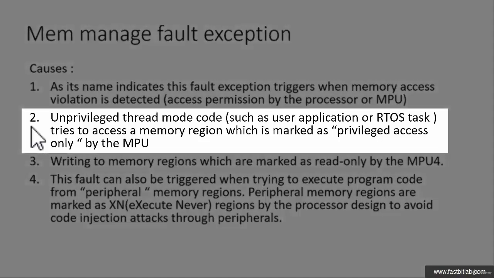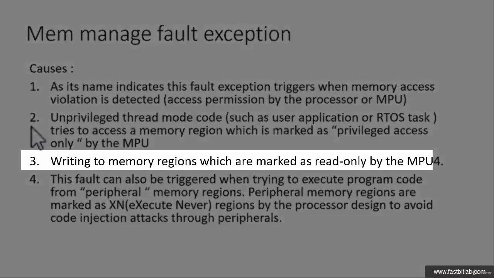Unprivileged thread mode code such as user application or RTOS task tries to access a memory region which is marked as privileged access only by the memory protection unit. By using memory protection unit, you can mark some regions of the memory as privileged access only. If you have done something like that, then if any unprivileged code such as an RTOS task tries to read or write to that memory region, that would result in a mem-manage fault. It is very helpful in an RTOS scenario.